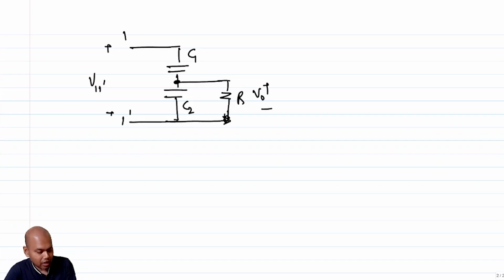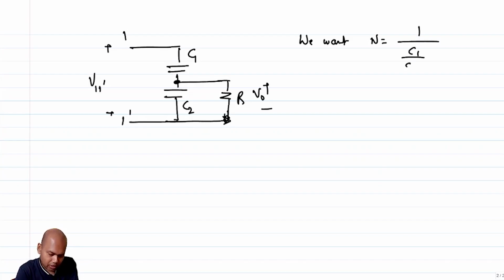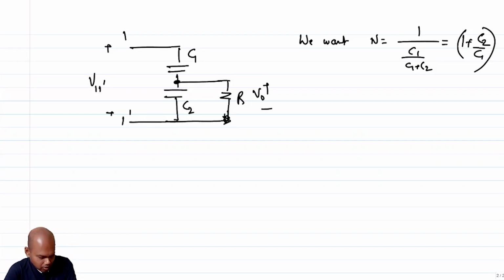But note that there are certain constraints that I want this to have, right? I want this division ratio, this voltage division between V0 and V1, to be independent of omega, which means that I want basically the capacitor ratio to dominate, right? So what do we want? We want this n to be equal to 1 over this division ratio, that is C1 by C1 plus C2, so basically 1 plus C2 over C1, right? Okay, so this is what we want ultimately.